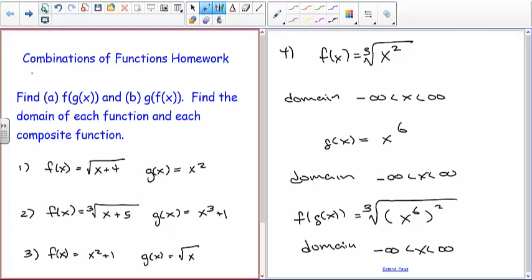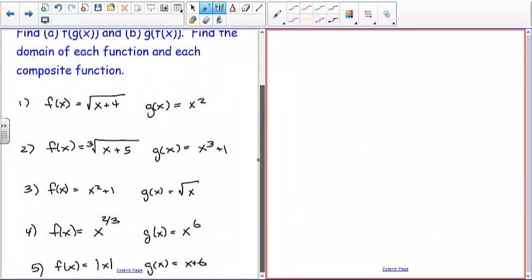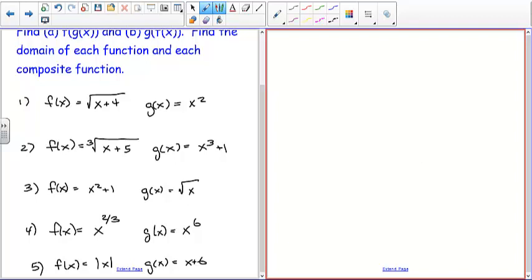And then the final one here is absolute value. So this is number 5. f of x equals the absolute value of x. If you remember, the absolute value function looks like this. So you can see it can go to either positive or negative infinity. So the domain is going to be all real numbers.